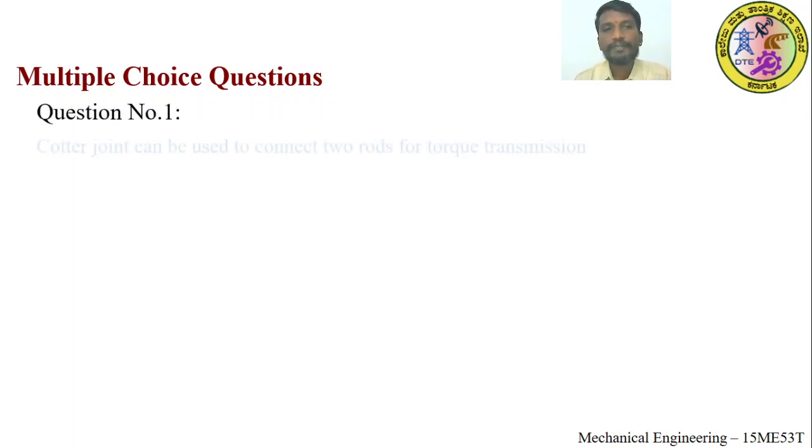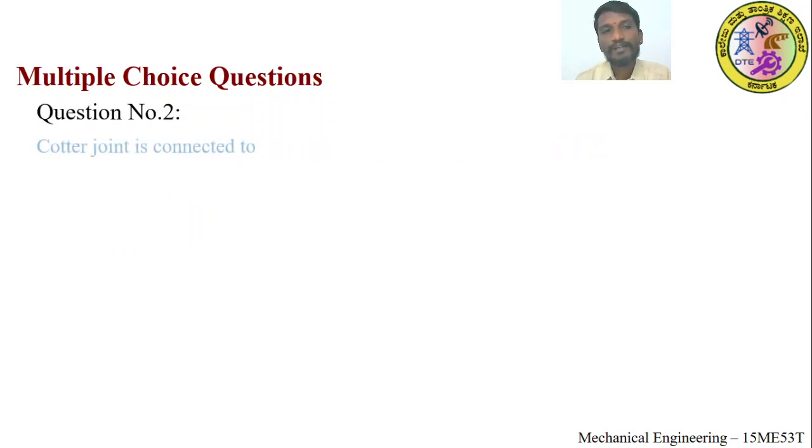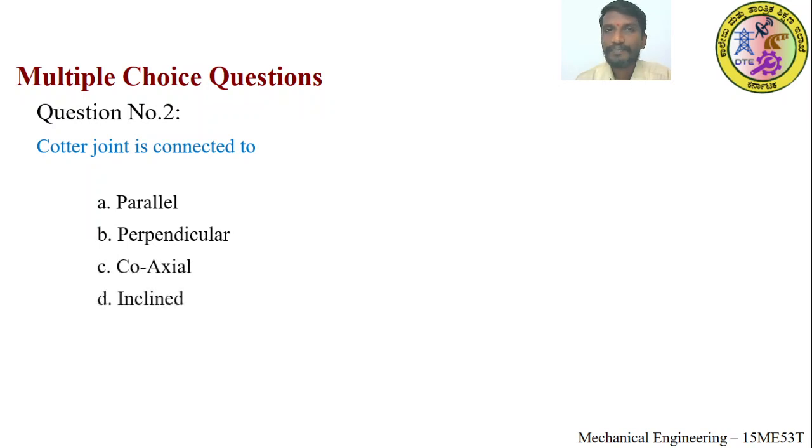Question number 1. Quarter joint can be used to connect two rods for torque transmission. Is it right? Let's go for the answer. Disagree? Agree? Quarter joints are not used for torque transmission, they are used for axial loads, that is tensile and compressive. Then the answer must be option A, that is disagree. Question number 2. Quarter joint is connected to, options: parallel, perpendicular, coaxial, inclined. In the previous session, I told it has to be connected coaxial. Then the option is C, that is coaxial.